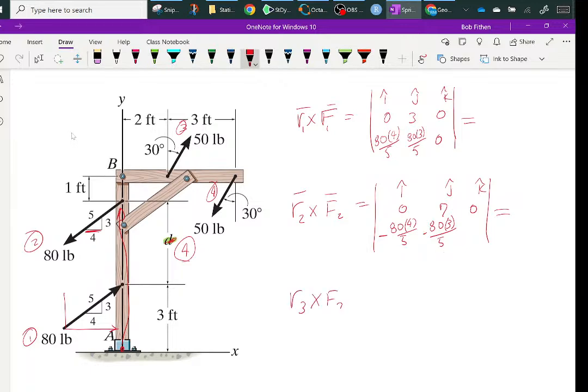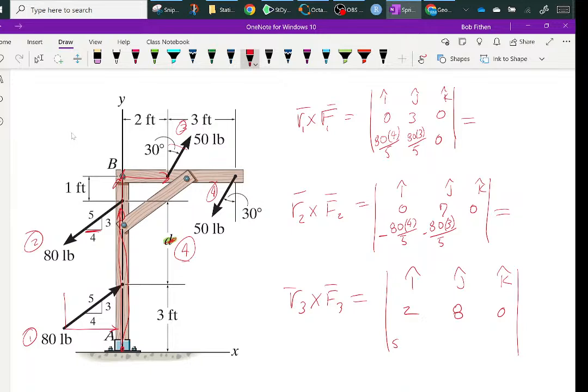R3 cross F3 is just going to be the same thing. I, J, K, make a little bit more space for myself. This vector goes 8 up and 2 to the right. So it goes 8 up and 2 to the right. Now, it's showing a 30-degree drop down there.